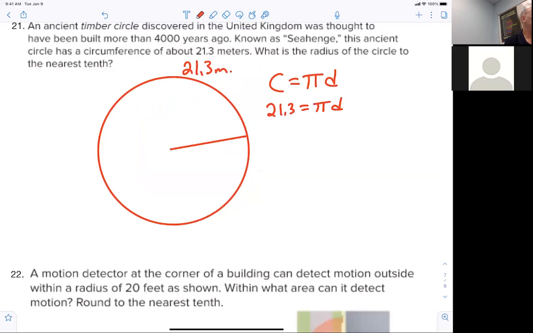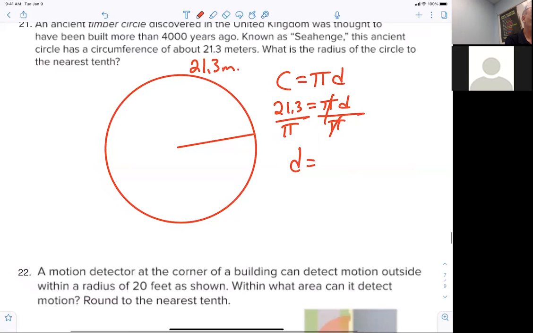So what do I have to do now? How do we figure out what the diameter is? First I have to solve for d. How do I undo this multiplication? I'm dividing by pi. You with me? So then these cancel. So d is equal to 21.3 divided by pi, please. 6 point what? Okay, so that's the diameter. So what's the radius? Anybody have any objections to that? Okay.